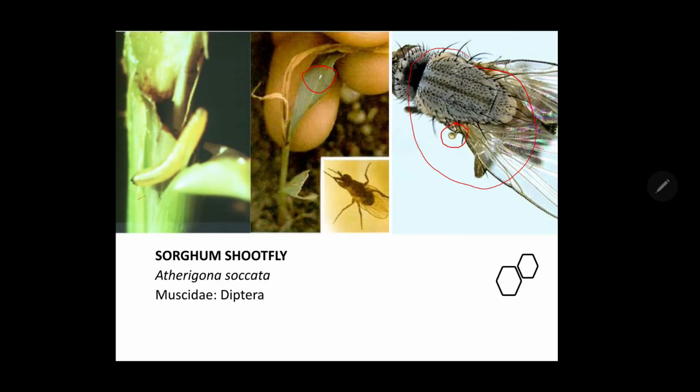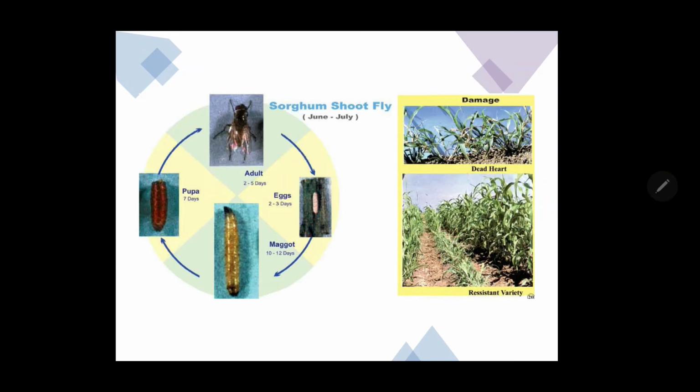This is a maggot feeding on the stem. It can cause dead hearts and the plant becomes stunted. Here you can see the infected plants remain stunted in the presence of some healthier plants. This is a comparison between susceptible and resistant varieties, and you can observe such dead hearts formed on the plant. So that is the life cycle and nature of damage of this pest.